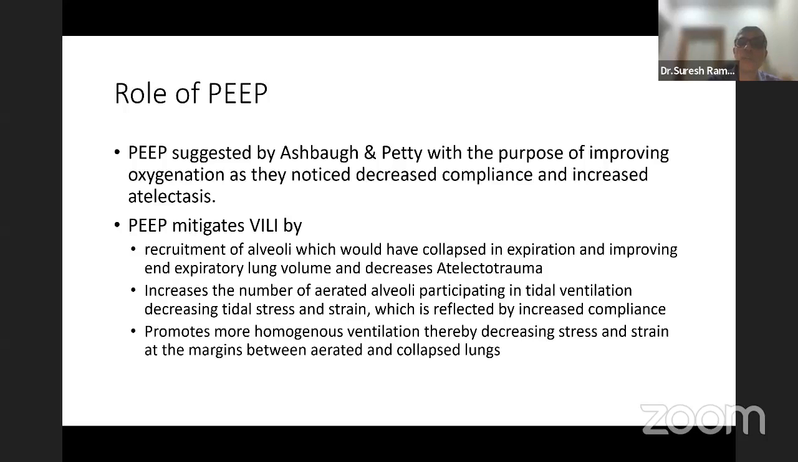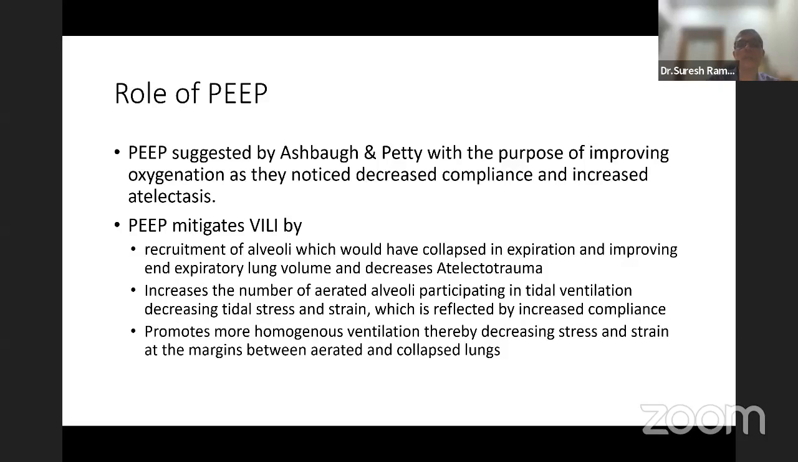So we realized that this may be the mechanism in which PEEP might mitigate VILI, and increasing the number of aerated alveoli by giving PEEP may result in decreased tidal stress and strain, which is reflected by increased compliance. So you really need to get that optimal PEEP for the best compliance, and you need to get a PEEP to prevent the lung from collapsing, and this can happen by recruiting and then holding the PEEP there to prevent it. And so giving a larger amount of PEEP might be promoting more homogeneous ventilation, thereby decreasing stress and strain at the margin between the aerated and collapsed lung. So this is how PEEP mitigates VILI, and that is what is theorized.